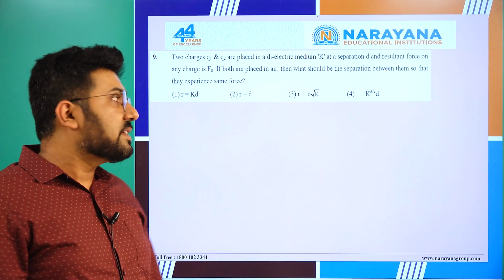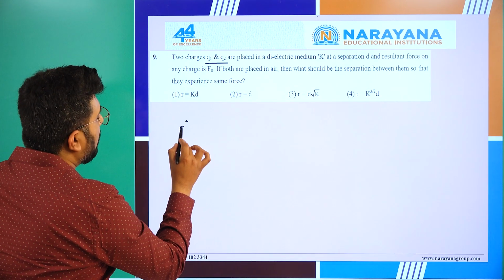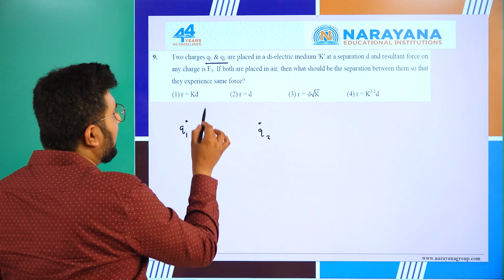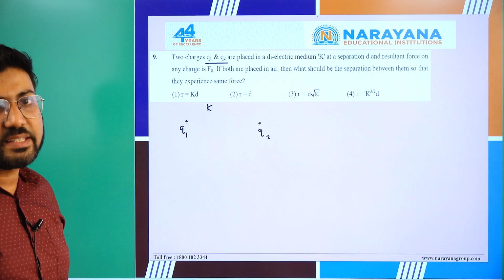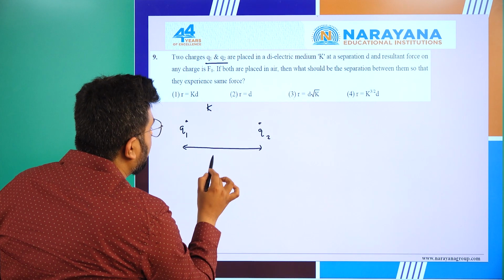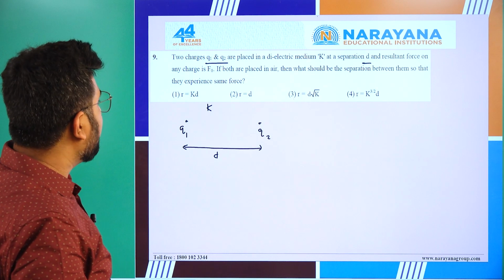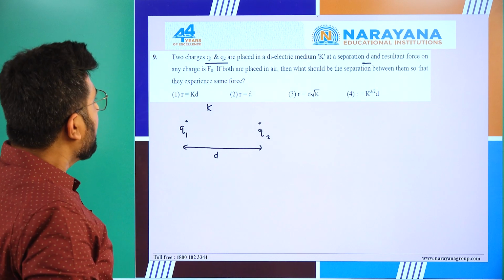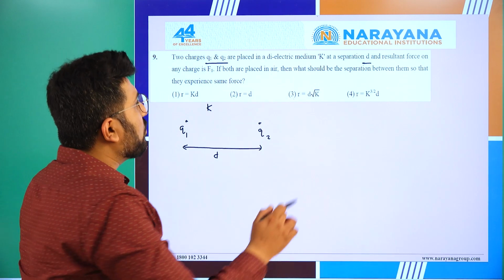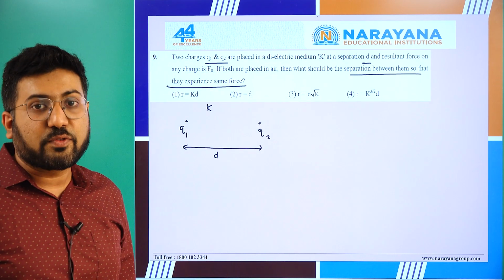In this question, it is given that there are two charges Q1 and Q2. So let's draw the two charges first, Q1 and Q2. Okay, and they are placed in a medium whose dielectric constant is K. And the separation between the two charges is given to you as d, and the resultant force on any charge is F naught. Now if both the charges are placed in air, then what should be the separation between them so that they experience the same force?